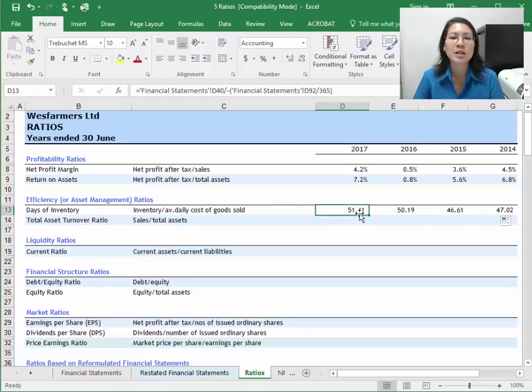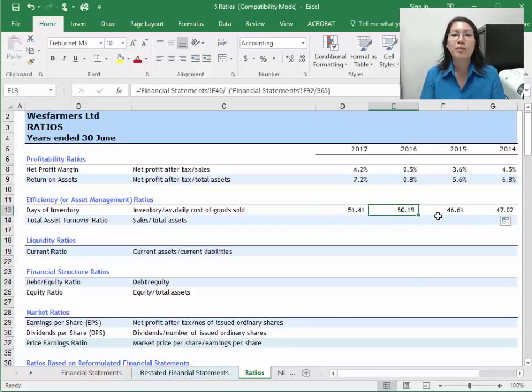So on average, is this acceptable? I don't know. I would have to go to industry benchmarks for other similar companies to Wesfarmers and gauge whether this is acceptable or not. So when you're explaining these, again, you just need to make note of all these sort of items and issues. This is where I would explain it in my Word document.